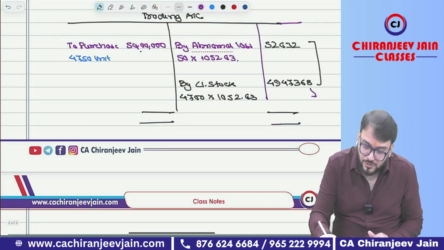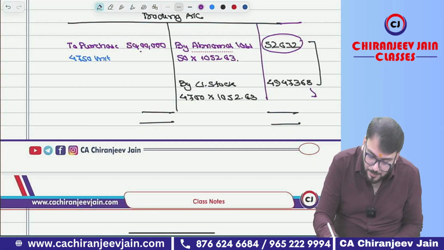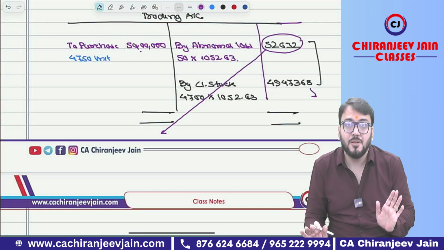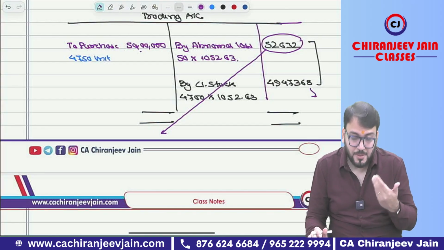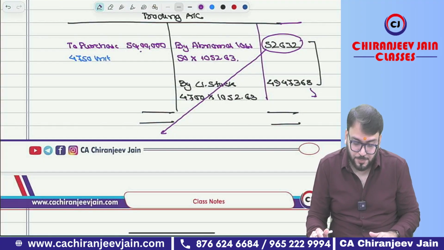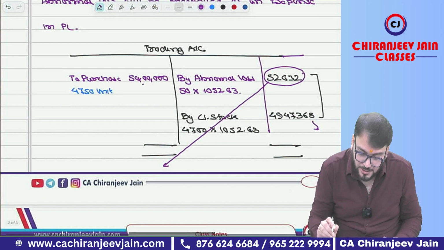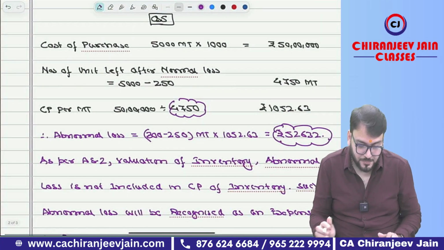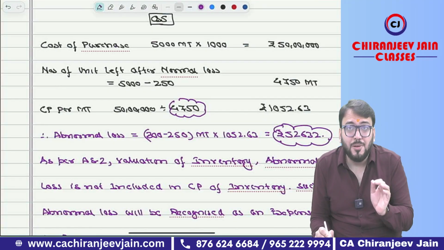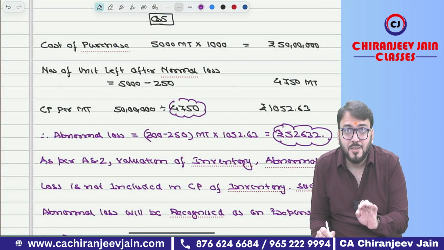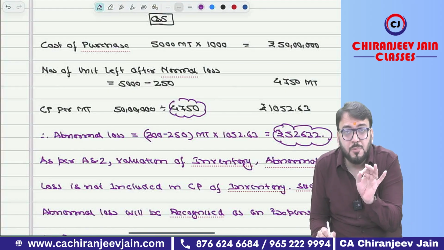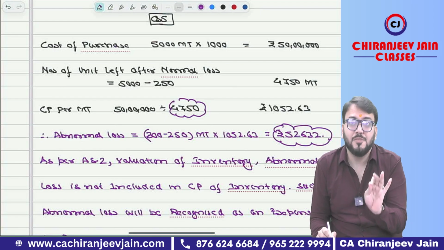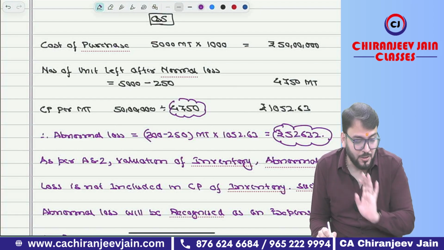So this is accounting. And now this abnormal loss will be charged to PL account. Have you understood this point? Got this point? Yes, sir. It means whenever you calculate cost price per unit, the cost of purchase will be divided by the balance units left after normal loss.